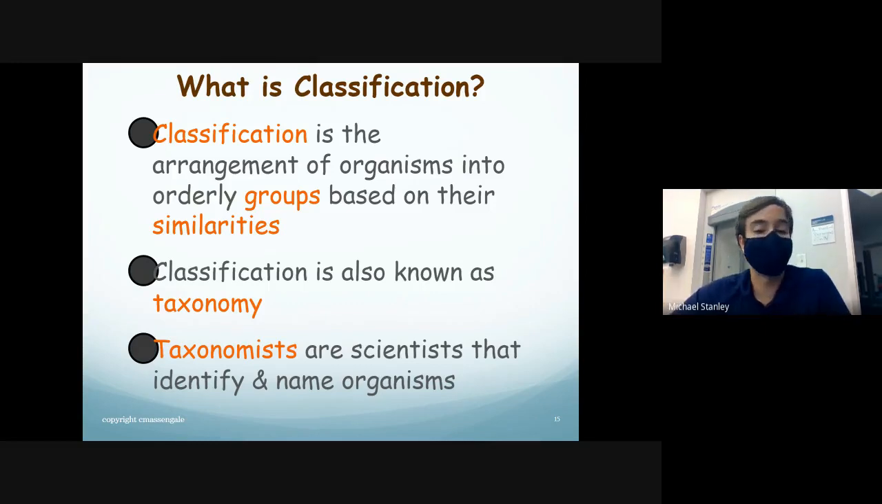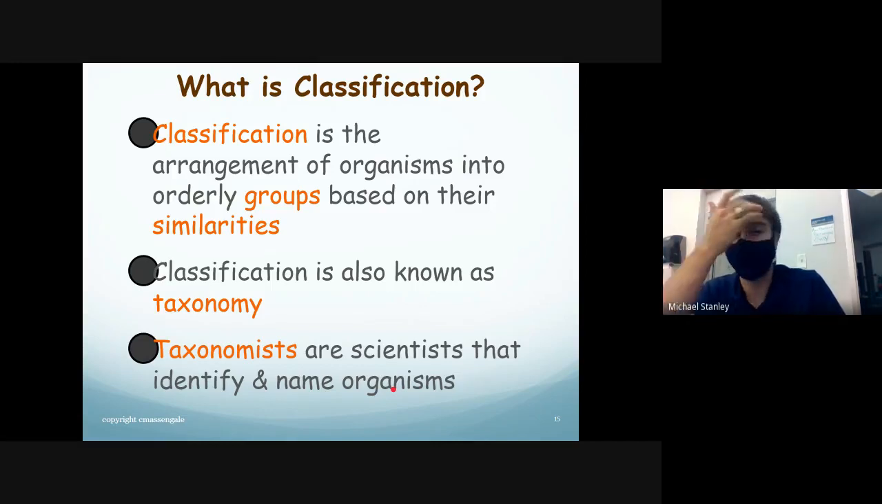So taxonomists are responsible for identifying and naming organisms. Whenever somebody thinks that they have found a new species, like a new species of spider or a new species of fish or a new species of insect, taxonomists are responsible for looking at it and trying to figure out, is this really a new species or is it a different type of a species we already have? And then they're also responsible for naming the organism.